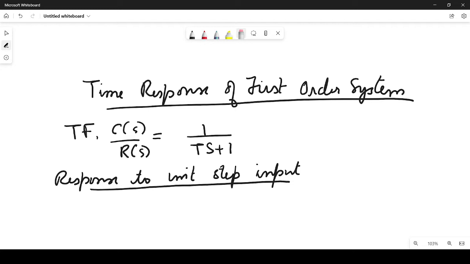So let us consider the response to a unit step input. So we are considering the input to be a unit step. For unit step, we know that r(t) is equal to 1. Amplitude should be 1. So when you take the Laplace transform of this, you are getting R(s) is equal to 1/s.